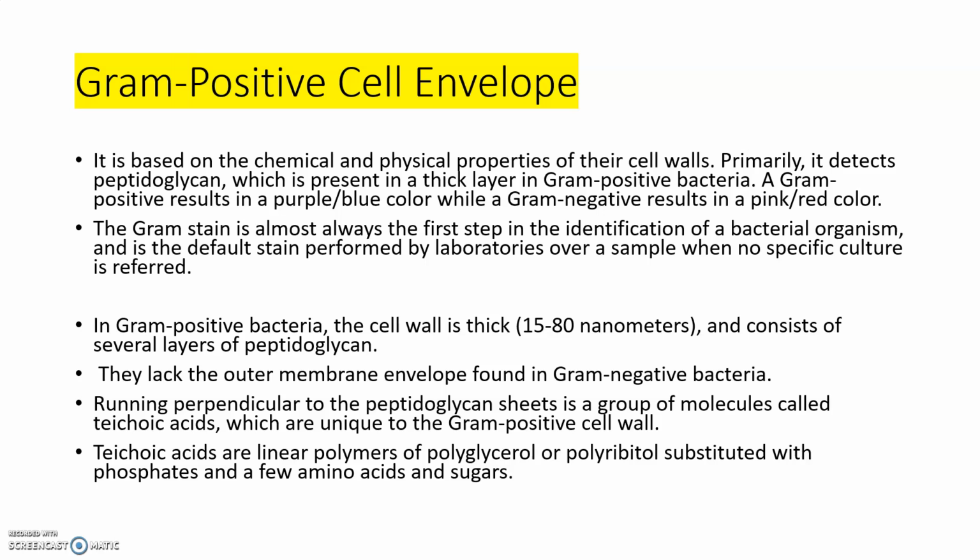The gram stain is almost always the first step in the identification of a bacterial organism, and it is a default stain performed by the laboratories over a sample when no specific culture is referred. So primarily we perform gram staining whenever any specimen comes to the laboratory for identification.